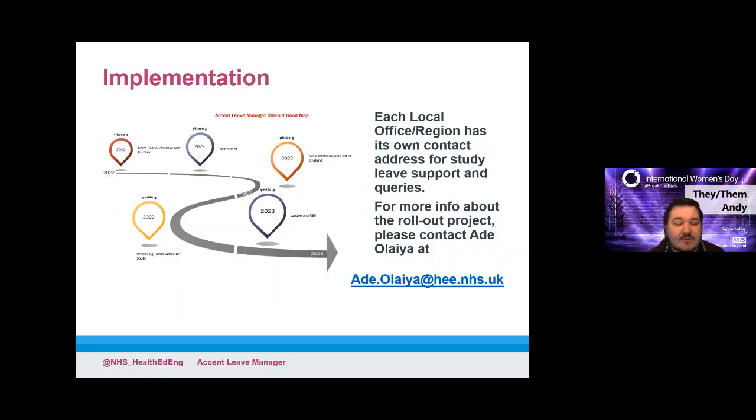Accent Leave Manager is loosely planned for rollout nationally by April 2023, but this is subject to change as the project evolves. Each local office or region at HEE has an internal contact address for study leave support and queries. But for more information about the rollout of Accent Leave Manager, please contact Addy at the address on screen.